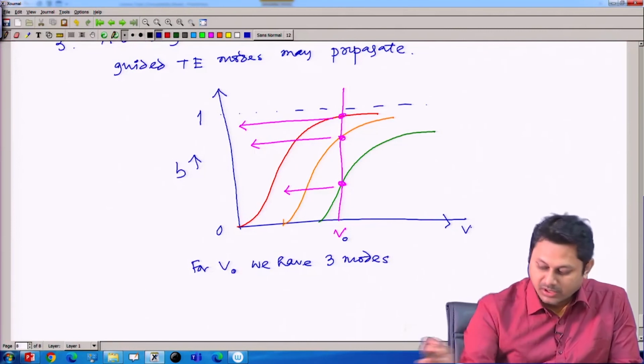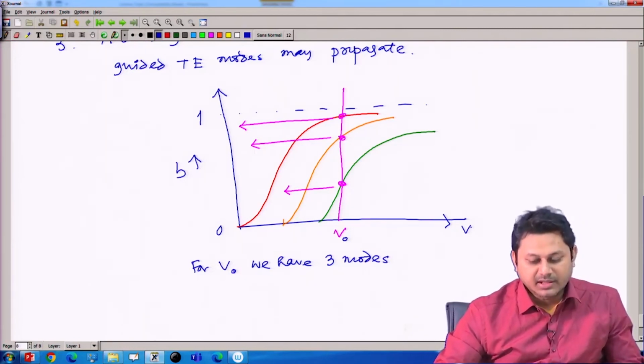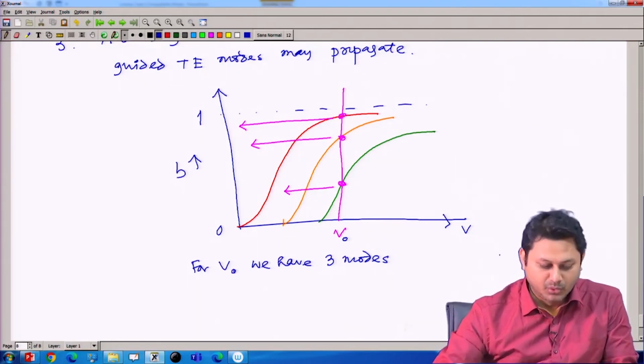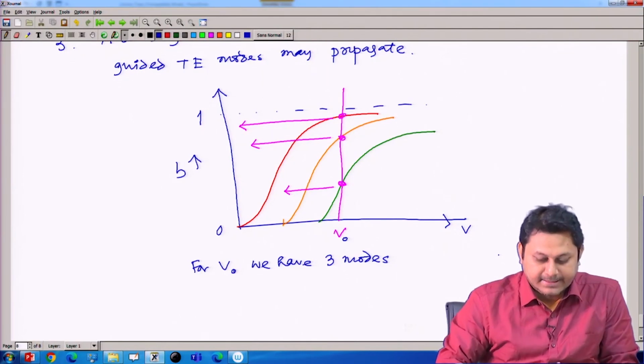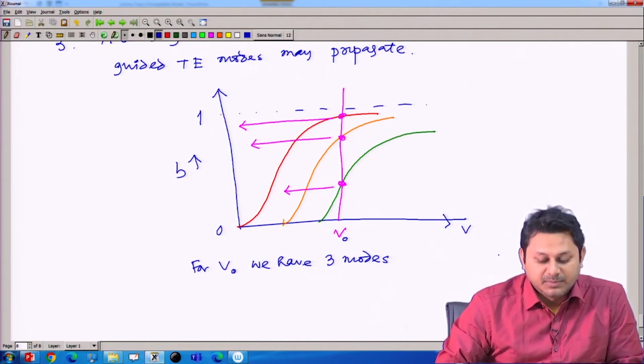Okay, with this note I would like to conclude. In the next class we will try to understand more about the dispersion property based on the values of B and V, which is called the waveguide dispersion, and how the concept of waveguide dispersion can be extracted from this expression. That we are going to discuss in the next class.